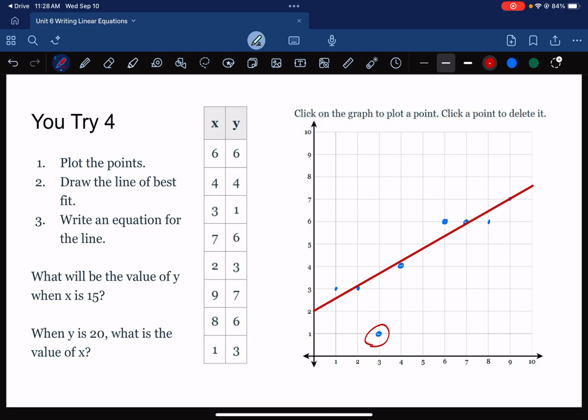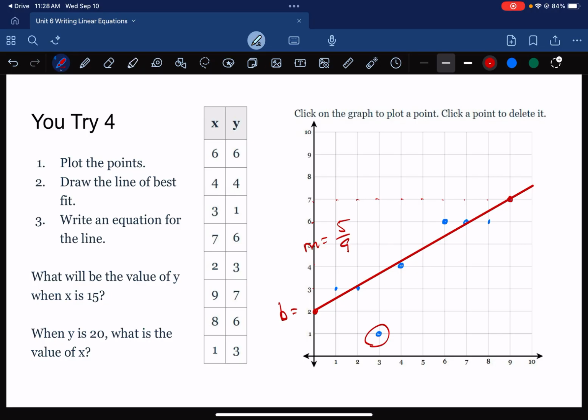Okay. So I've given myself a good point here. I've given myself a good point right there. Yeah, I can't do much better than that. So the b value is going to be 2 for my equation. My slope is up 1, 2, 3, 4, 5 over 1, 2, 3, 4, 8, 9. So my slope is 5 over 9.